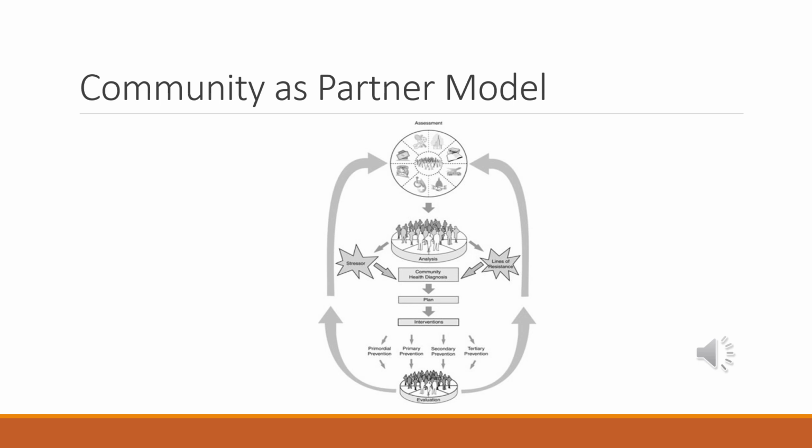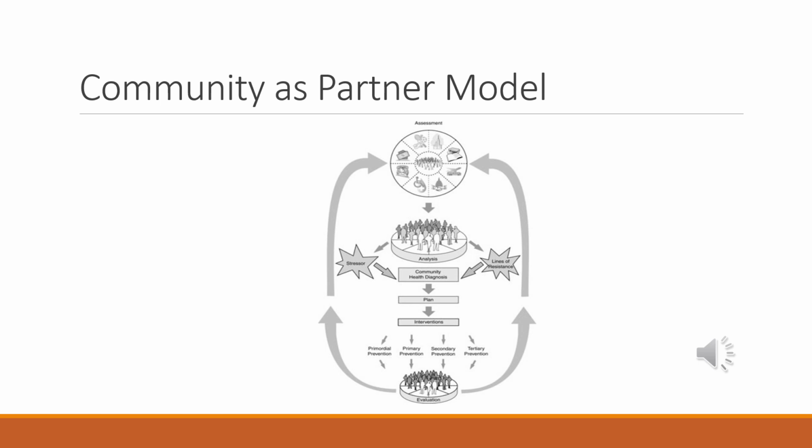Models provide a framework for understanding a phenomenon. For this assignment, we will be using the Community as Partner model. This is based on Newman's system model, a system model in which each part interacts with each other and is a whole. The model consists of two parts, the community assessment wheel at the top, the center of which is the people, including their demographics, values, beliefs, and history.